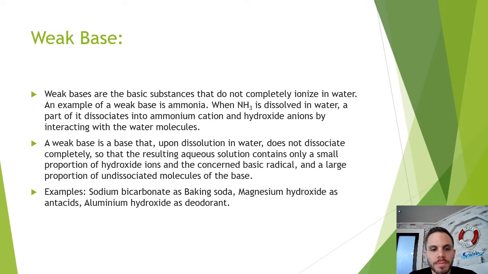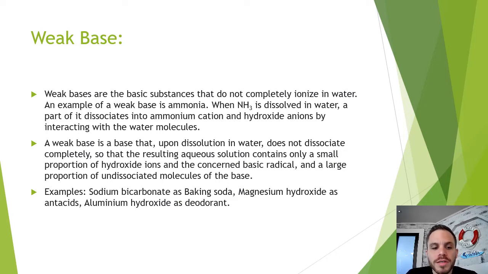A weak base. Weak bases are basic substances that do not completely ionize in water. An example of a weak base is ammonia. When ammonia is dissolved in water, a part of it dissociates into ammonium cations and hydroxide anions by interacting with the water molecules. A weak base is a base that, upon dissolution in water, does not dissociate completely, so that the resulting aqueous solution contains only a small proportion of hydroxide ions and the concerned basic radical and a large proportion of undissociated molecules of the base.